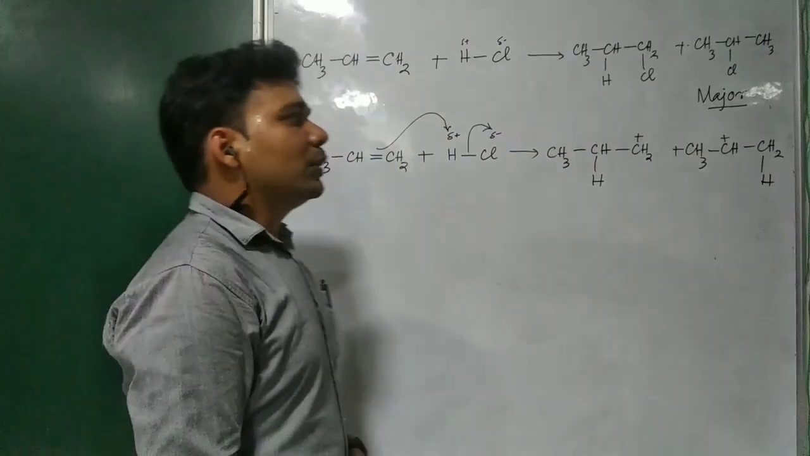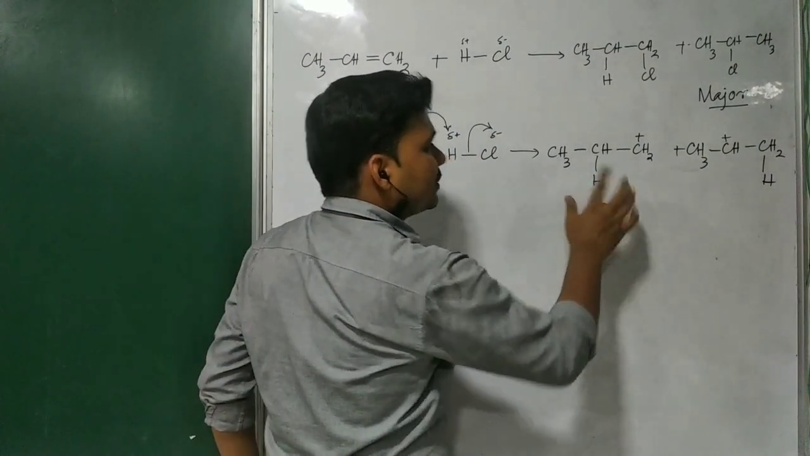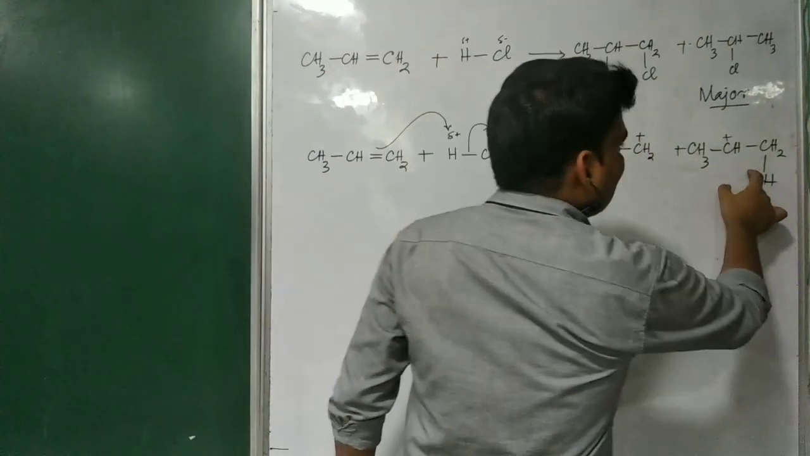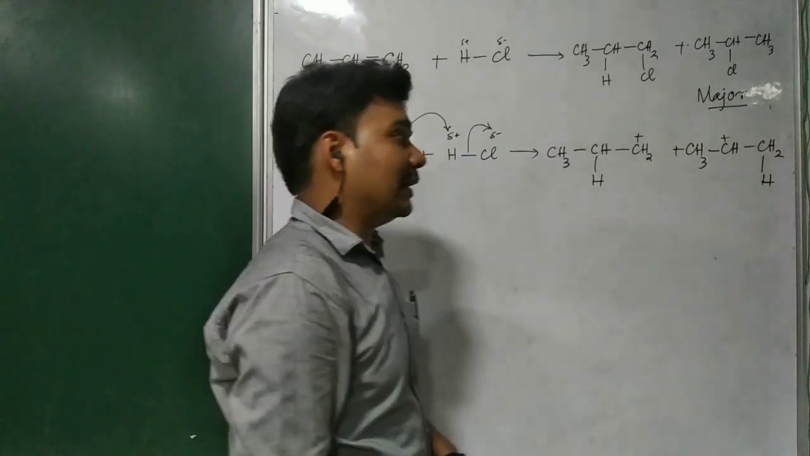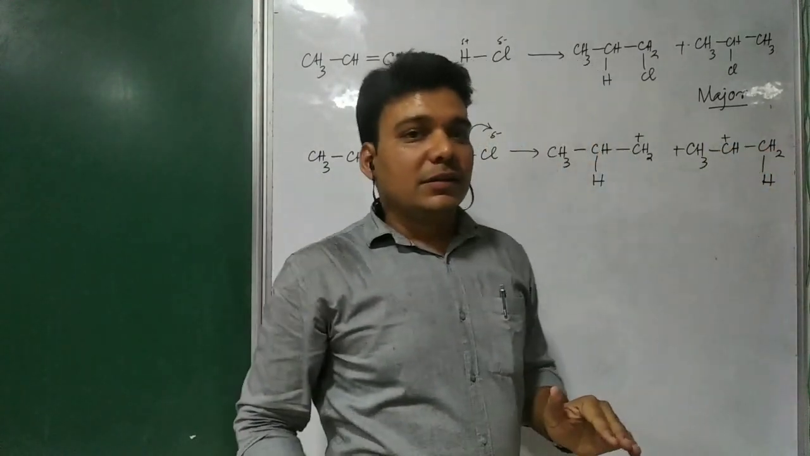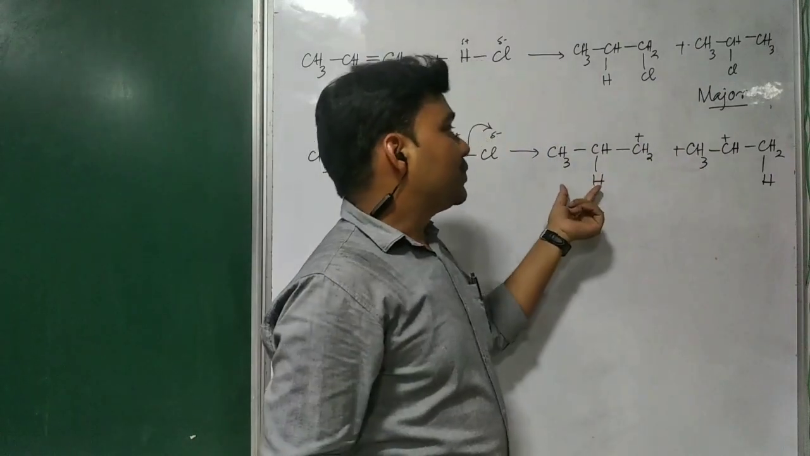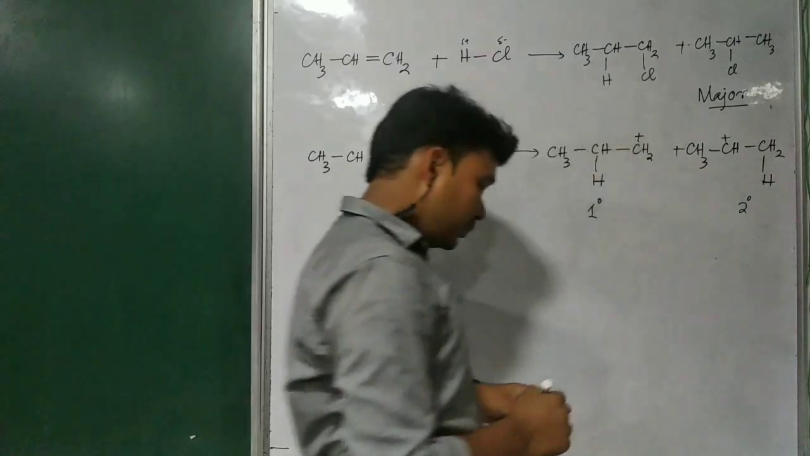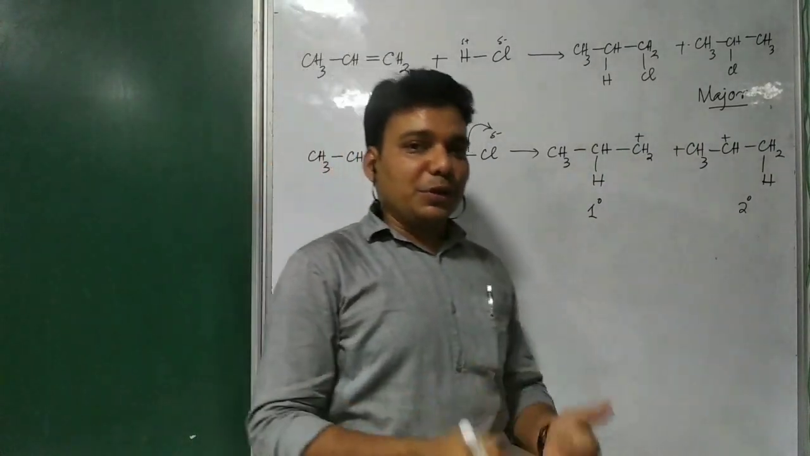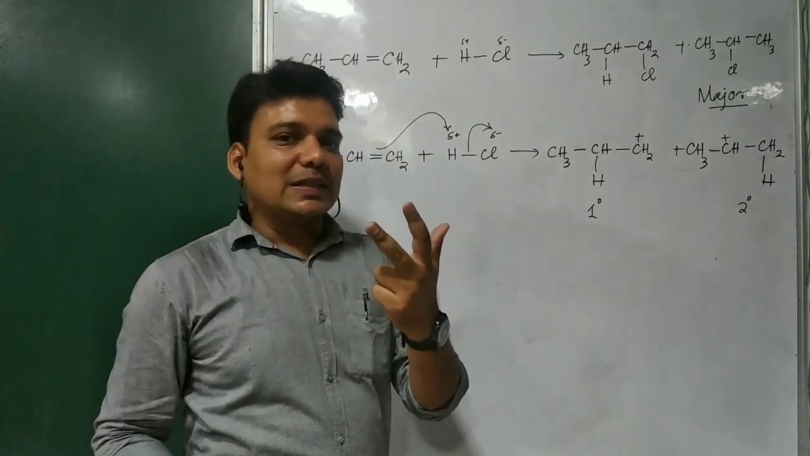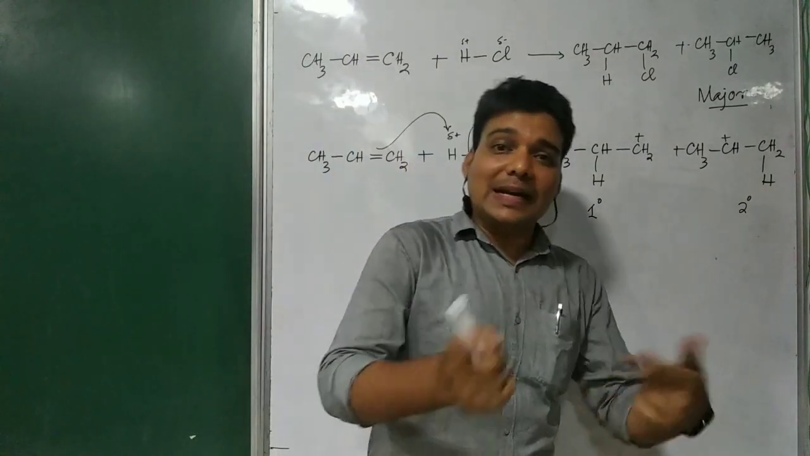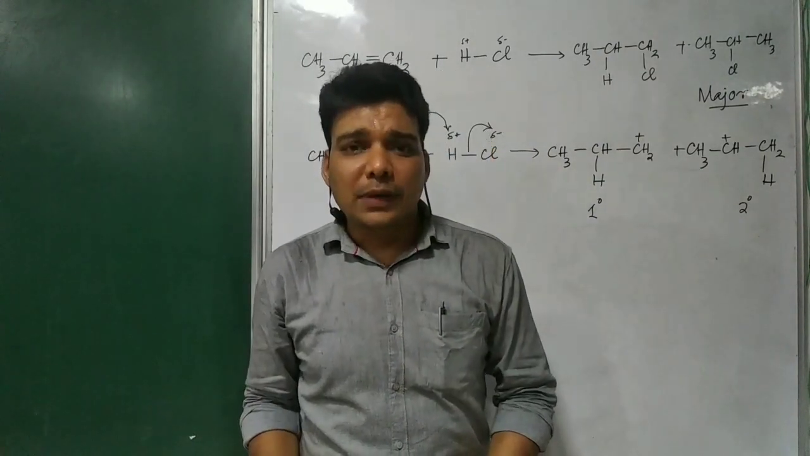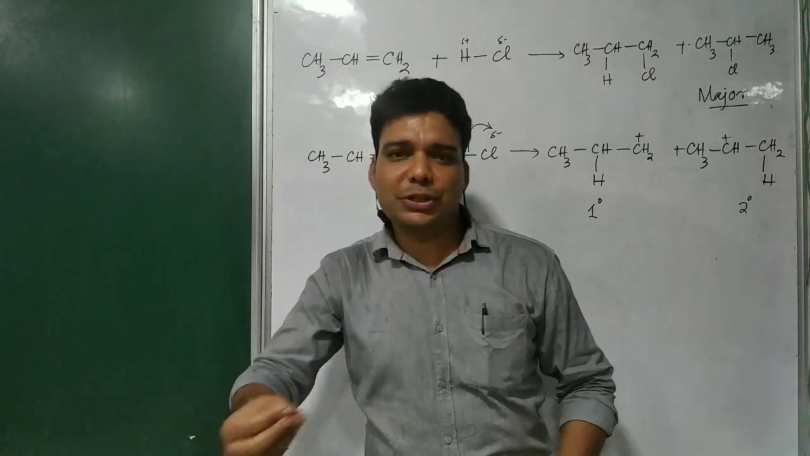If we observe these two carbocation species, the first carbocation is a primary carbocation, with the positive charge over the primary carbon. And the second carbocation is a secondary carbocation, with the positive charge over the secondary carbon. Whenever two different carbocations can be formed, obviously the carbocation which is more stable will be formed in major amount. Higher the stability, easier is the formation of any species.